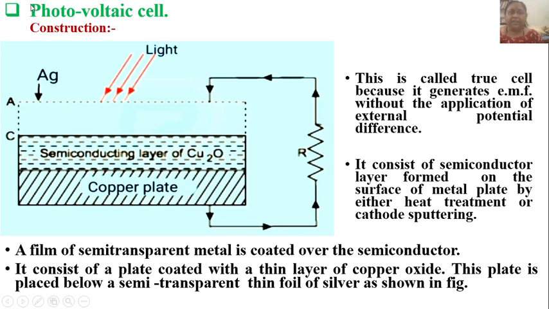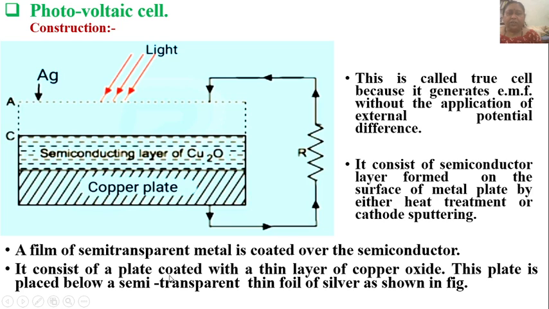Now next cell, that is a photovoltaic cell. This is called true cell because it generates EMF without the application of external potential difference. It consists of semiconductor layer formed on the surface of metal plate by either heat treatment or cathode sputtering. Now, a film of semi-transparent metal is coated over the semiconductor.